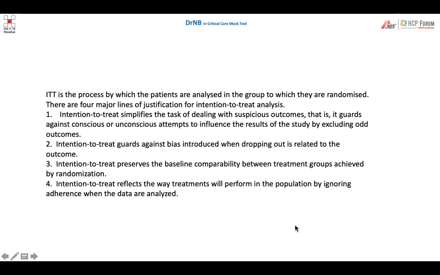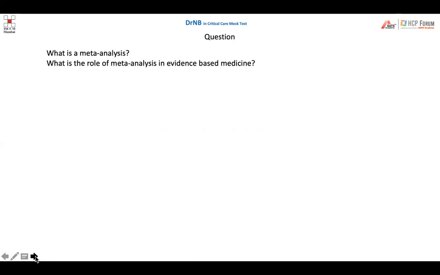So even if the patient has dropped out, still it would be used in the analysis. It preserves the baseline comparability between the treatment groups, which is achieved by randomization, and reflects the way treatments will perform in the population by ignoring adherence when the data are analyzed.